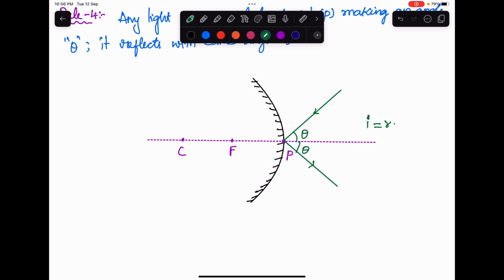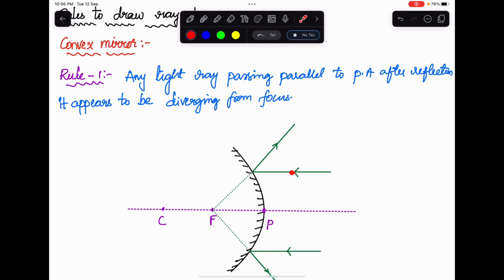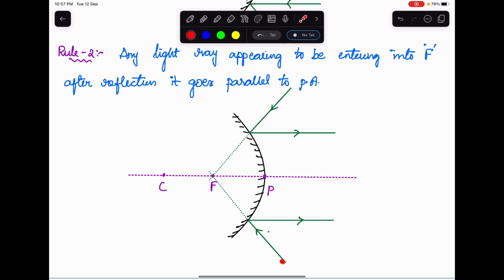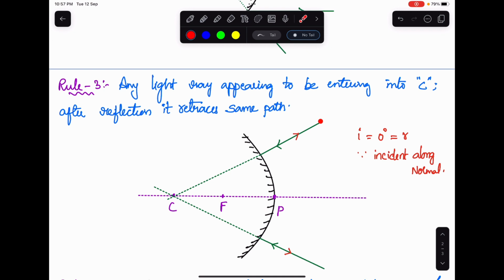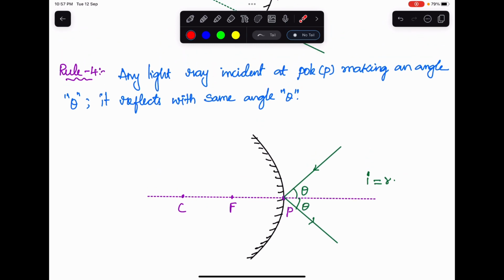Hope you all understood, right? So once again let us recall. Rule number 1, any light ray passing parallel to principal axis, after reflection appears to be diverging from focus. Rule number 2, any light ray appearing to be entering into focus, after reflection goes parallel to principal axis. Rule number 3, any light ray appearing to be entering into center of curvature, as it is incident on the normal, angle of incidence equals angle of reflection, that is 0 degrees, retraces the same path. Rule number 4, a light ray incident at the pole making an angle theta, that is the angle of incidence, also reflects back with the same angle theta because angle of incidence is equal to angle of reflection. Hope you all understood, right children?